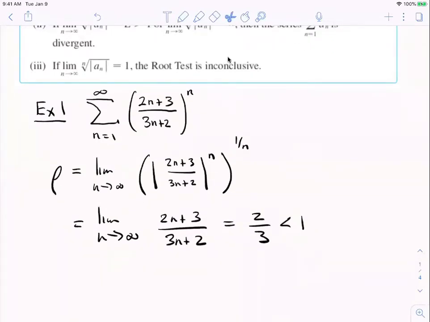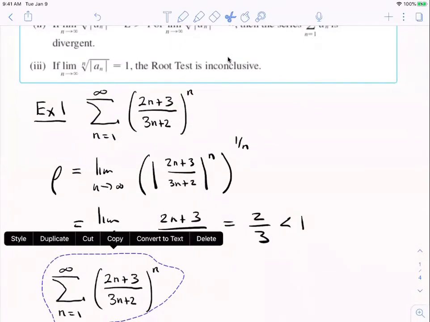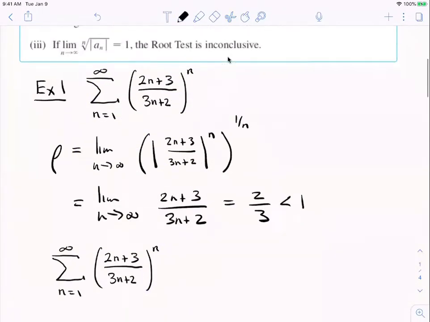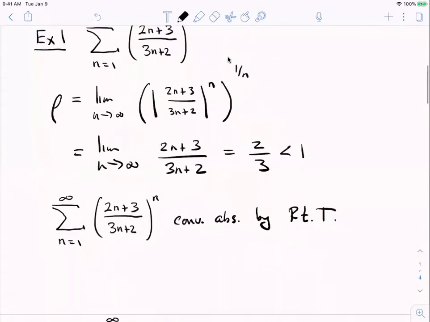So our series, which I'm too lazy to write again, but I will copy it. This series, let me try to write nicely, converges absolutely by the root test. Okay, the root test made that go smooth because the nth root of the nth term simplified so nicely. Let's try another one.